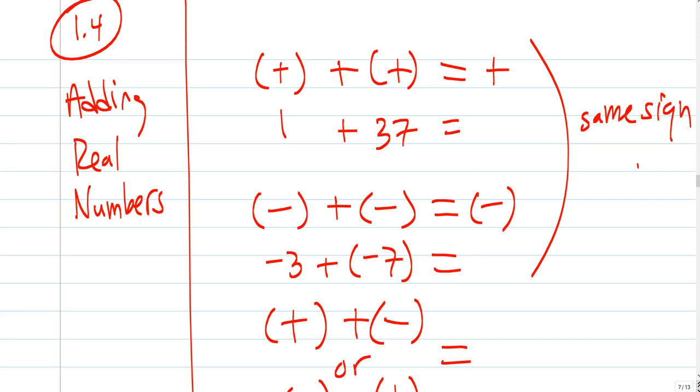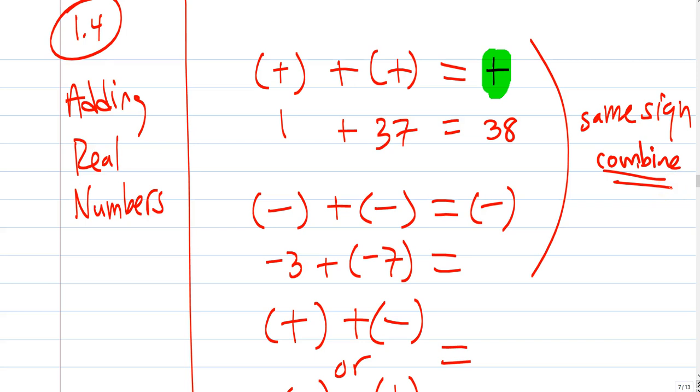So let's start with some easy stuff. What if I add two positive numbers? A positive plus a positive number gives me a result that is positive. And that makes sense. That's intuitive. You're like, yeah, 1 plus 37. If I have 1 and I add 37 more to it, I have a total of 38. When they are the same sign, they will combine.